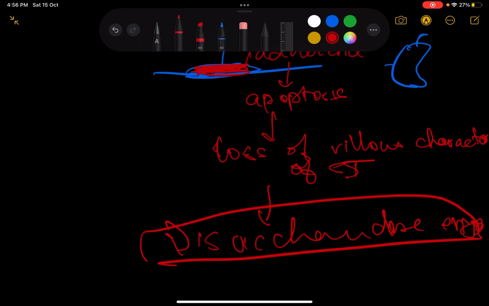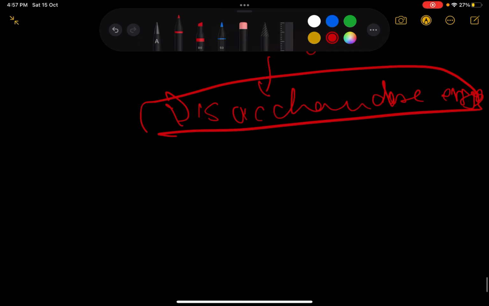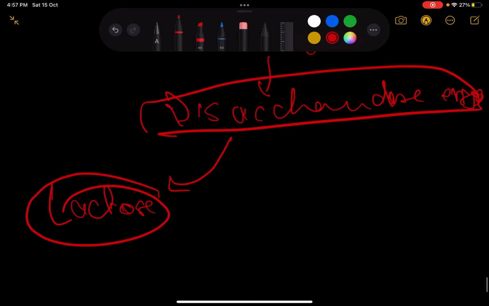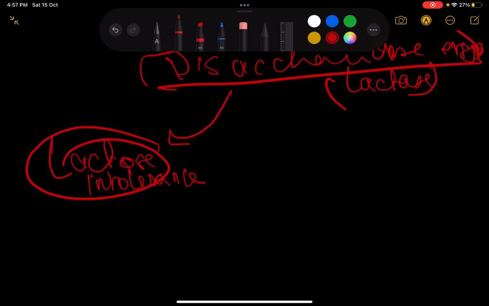So what happens because of that is there's a lot of lactose intolerance, because lactase is lost. Lactose intolerance does occur because losing disaccharidase also means that the enzyme lactase is gone. So lactose cannot be converted into glucose and galactose. And when it's not converted, lactose passes directly into the GI tract and causes lactose intolerance. So this is one of those acquired causes of lactose intolerance.